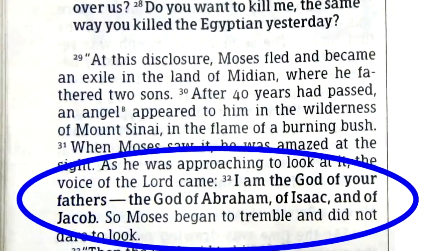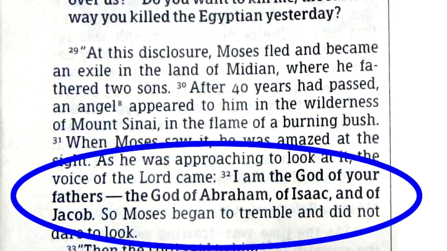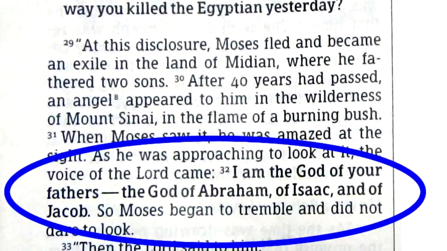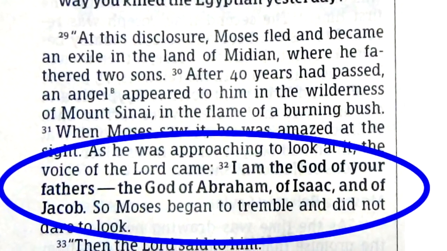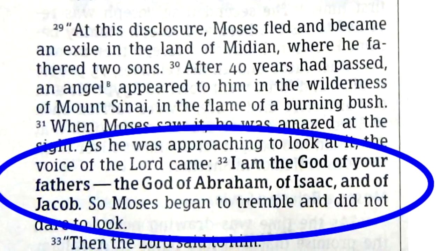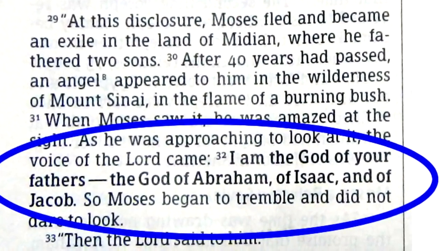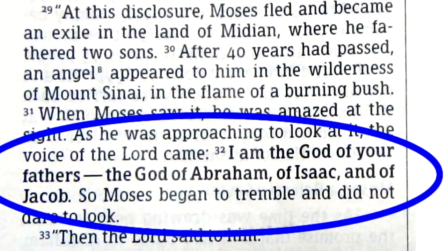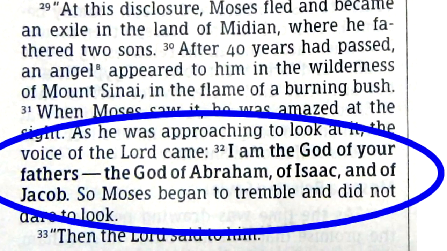Now if we take a look here at the scripture, it says, I am the God of your fathers, the God of Abraham, of Isaac, and of Jacob. So Moses began to tremble and did not dare look. This is bolded in the New Testament because it is quoting Old Testament scripture. That's what the bold means. Okay, now I'm going to just show you what this looks like in a Standard Bible.